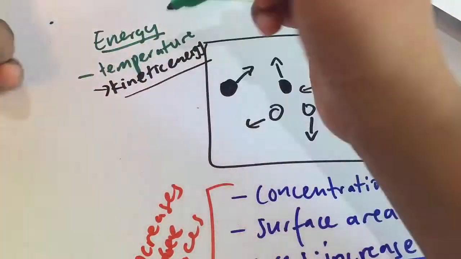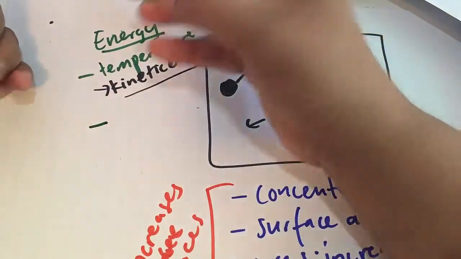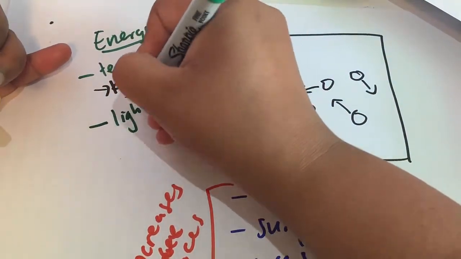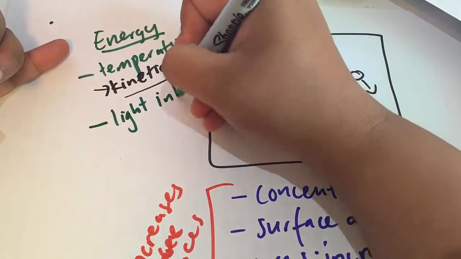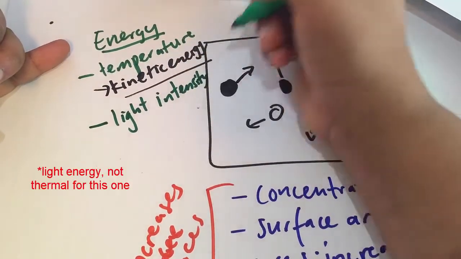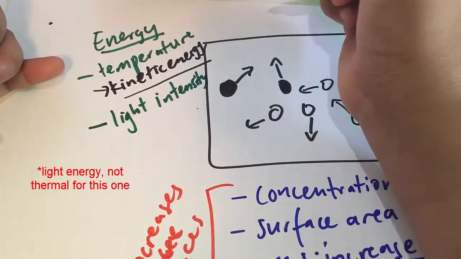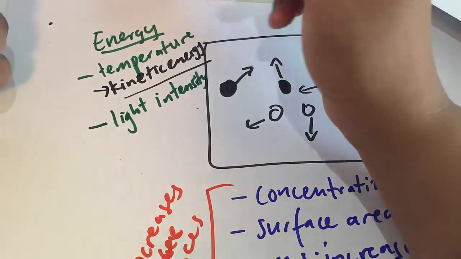And the other thing we can do, depending on what type of reaction we have, is light intensity. So if we provide them with more light, we're providing them with more thermal energy depending on the reaction, and that can also increase the amount of energy they have.